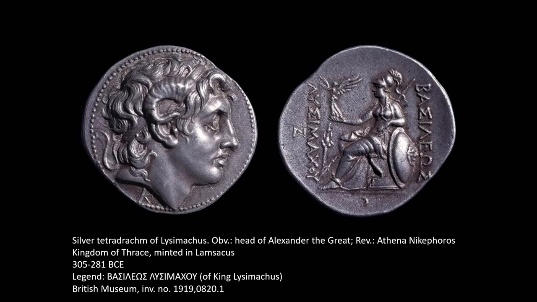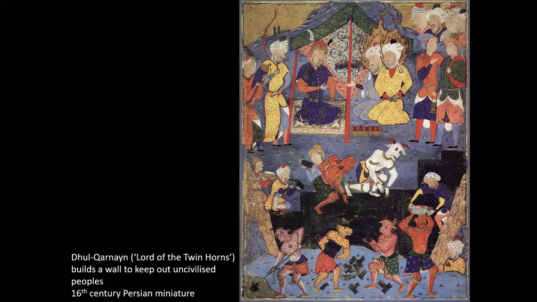He sees the sun set in a muddy spring in the West. He travels to the very eastern ends of the earth where he sees the sun rise from the ocean. He also travels to the far north, where he erects a legendary wall known as the Gates of Alexander or the Caspian Gates to keep the tribes of uncivilized barbarians out from the civilized peoples of the world.